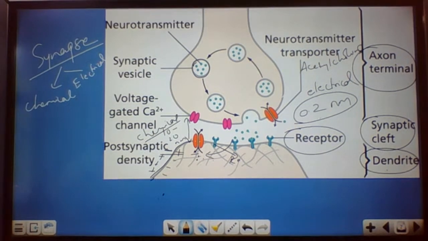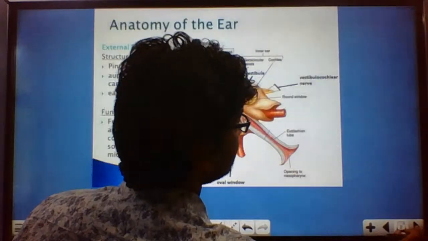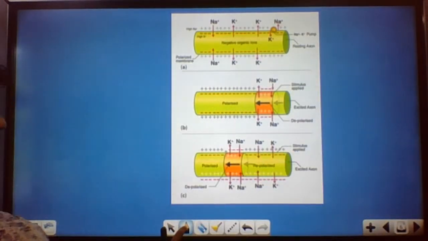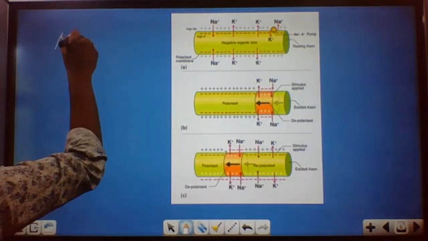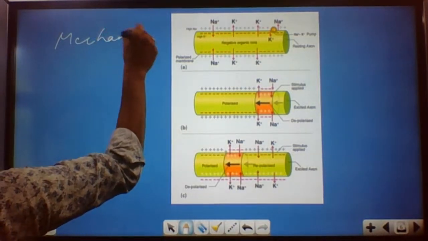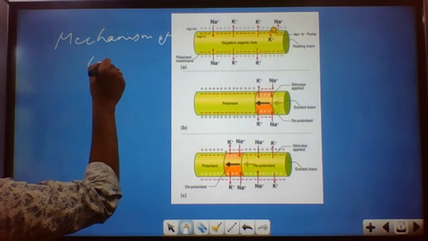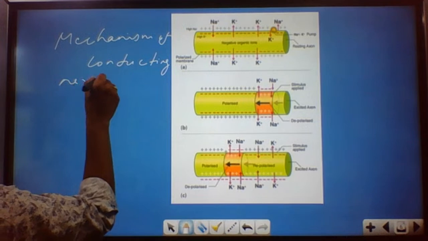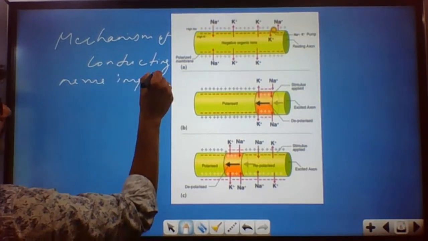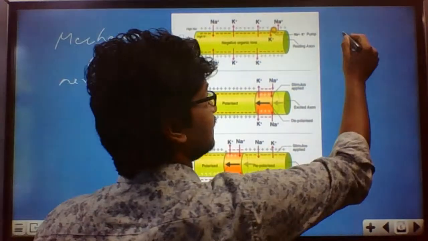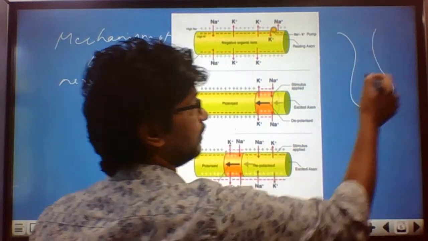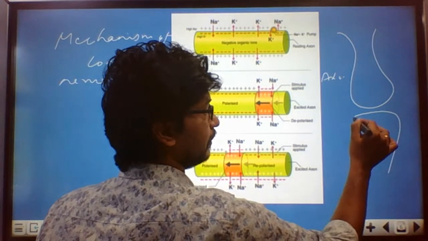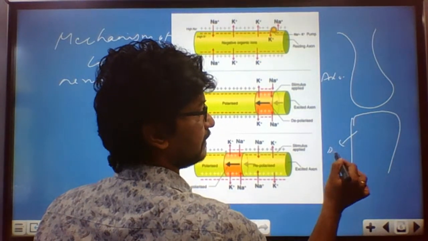Fine. Coming to the mechanism of conduction of nerve impulse. I told you in the last slide, this is the axon part I'm talking about. I hope you remember, this is the axon of the neuron, and this is the region I'm talking about, the dendrite part.